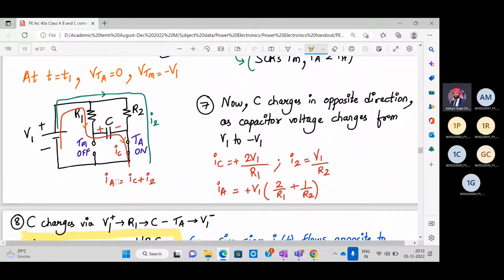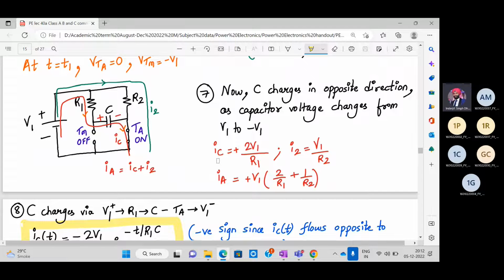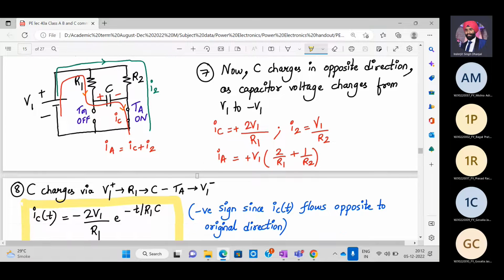So now the main anode current will be IC plus I2, and what will be I2? I2 will be V1 upon R2. All right. So over here we have IC, which is twice V1 upon R1, because the capacitor voltage is changing from plus V1 to minus V1. I2 will be V1 upon R2, as you can see from here. So IA will be V1 into twice upon R1 plus 1 upon R2. Okay, so this is the anode current which is flowing.